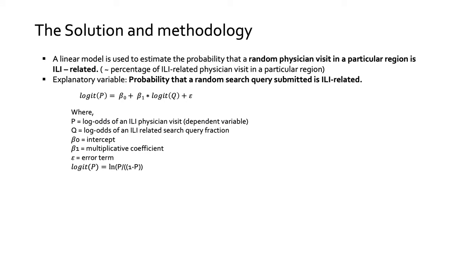For the solution to this problem, this research work has fitted a linear model to estimate the probability of a random physician visit in a particular region being influenza-like illness related, or in short, ILI related. In this model, we try to predict the ILI-related physician visit given the probability that a random search query submitted is ILI related. As you can see, we have used a logit function which takes the log odds of an ILI physician visit and the log odds of the query. There are some parameters that we learn by running this model on the data set.